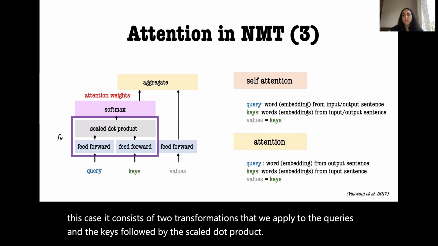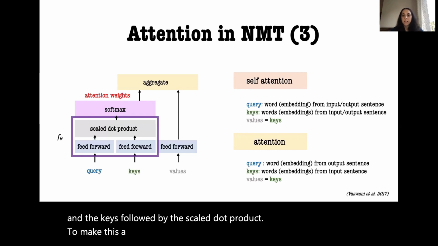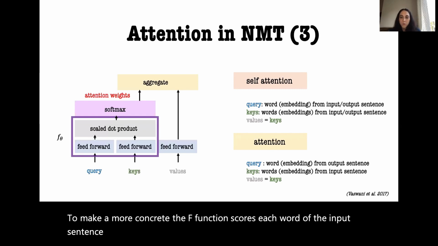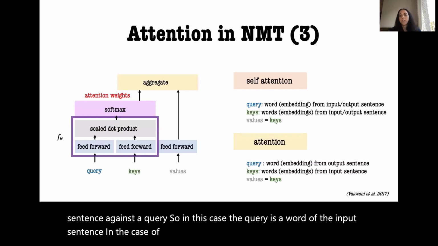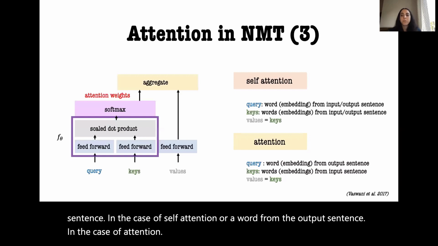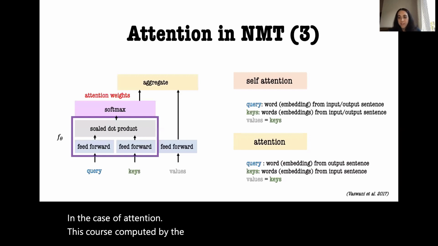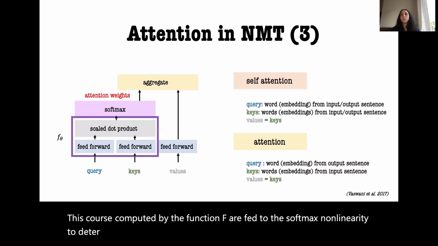To make this more concrete, the f function scores each word of the input sentence against a query. In this case, the query is a word of the input sentence in the case of self-attention, or a word from the output sentence in the case of attention. The scores computed by the function f are fed to the softmax nonlinearity to determine how much focus to give to other parts of the input sentence.